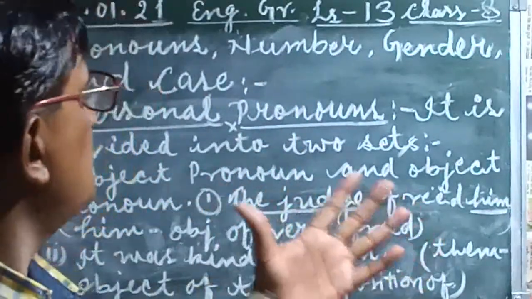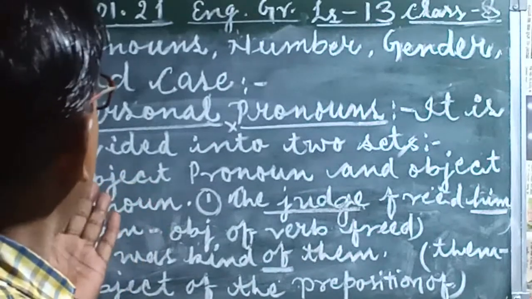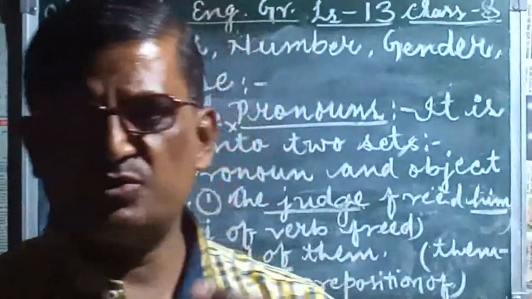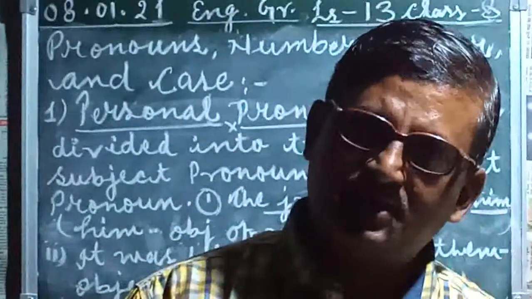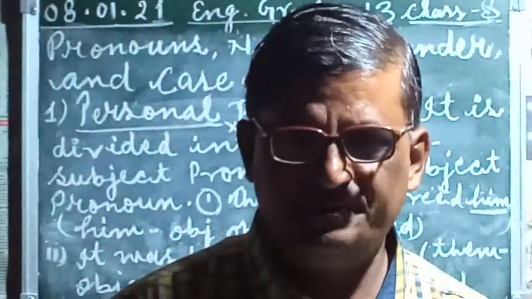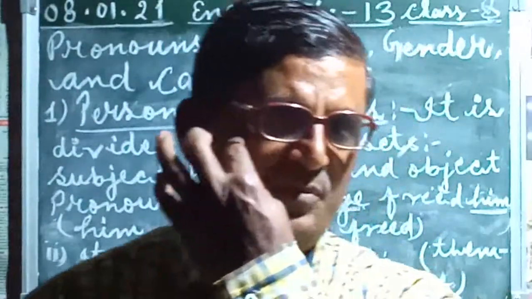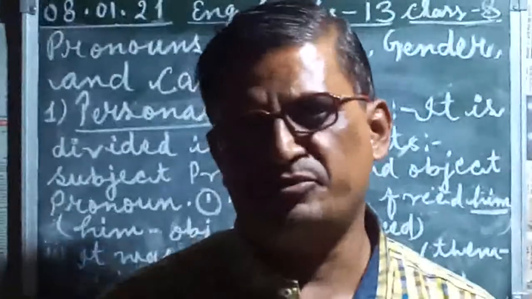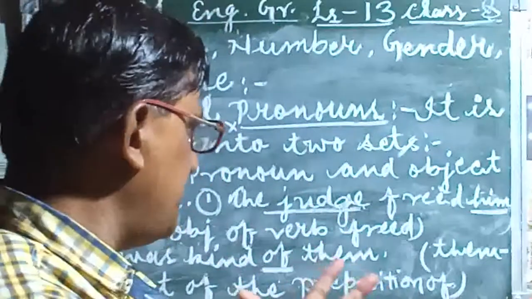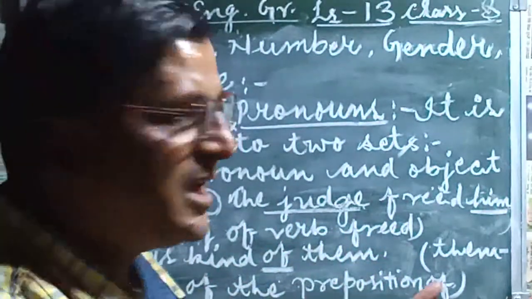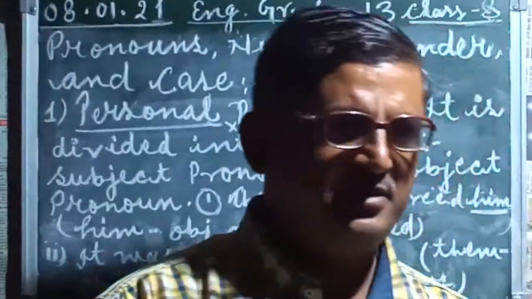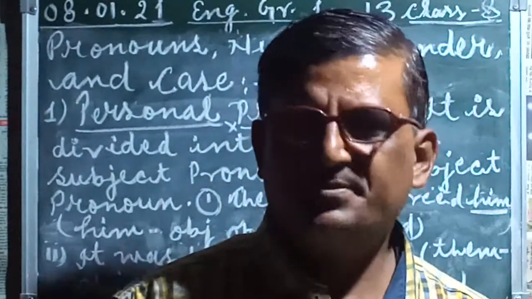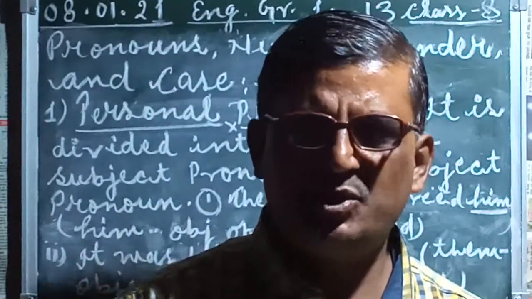When the pronoun is used as a subject in a sentence, this is the subjective pronoun, and when the pronoun is used as the object of a verb, this is the objective pronoun. I have given you examples also, and I hope you are able to understand. There should be no kind of doubts, and you have to go through the chapter also, so you will be able to understand it.